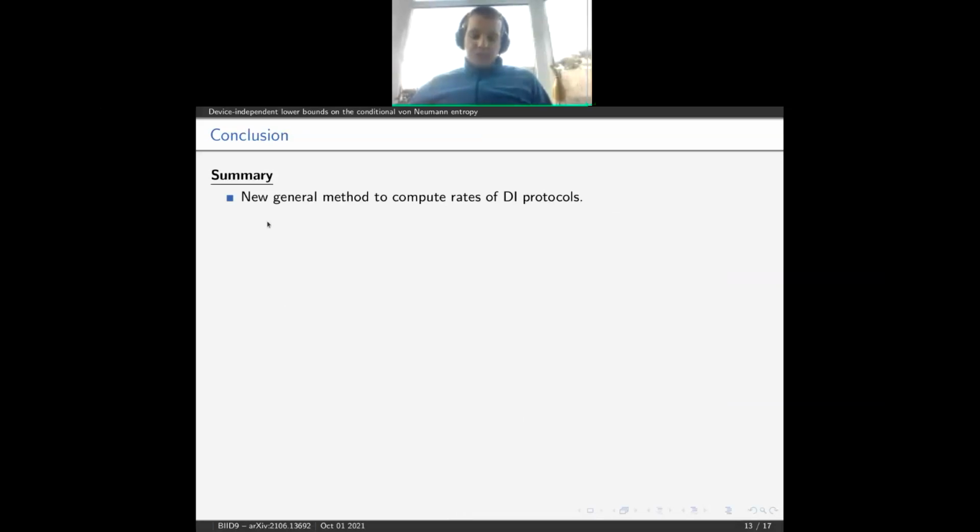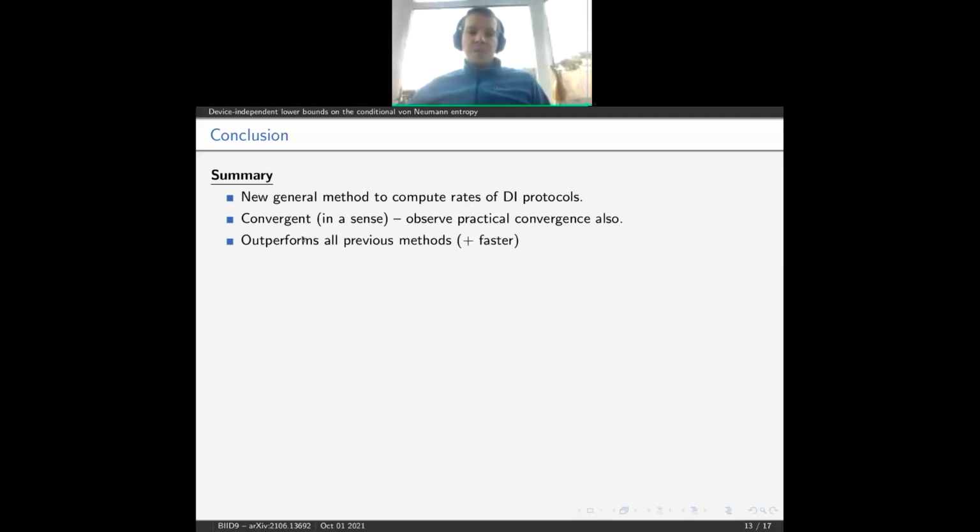Okay, so to wrap up, I've introduced a new general method to compute the rates of device-independent protocols. We can prove that certain aspects of this converge. For example, the upper bounds and the relative entropy we can show converge, and we can show the NPA hierarchy converges, but a full convergence statement we don't quite have. But we do observe in practice that our method can converge to the tight bounds on the rates.